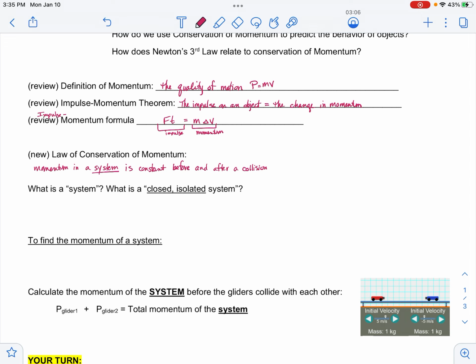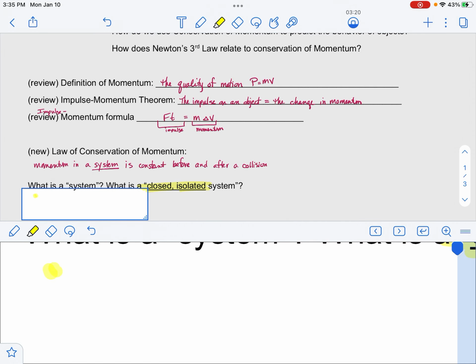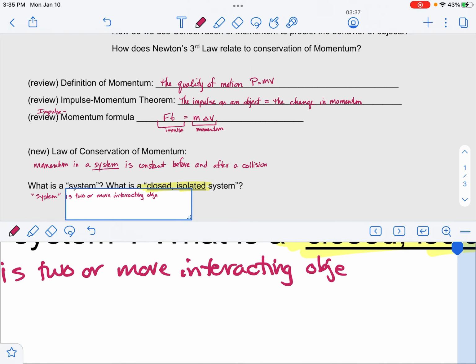Now here are our conditions. Remember, that was one of our questions up above. What's a system? And a closed, isolated system. So these are the conditions under which momentum is conserved. It has to be a closed, isolated system. So what's a system? A system is two or more interacting objects. Now we're going to stick with just two objects because otherwise the math gets really tricky, but it can be more than that, okay? A system is two or more interacting objects.